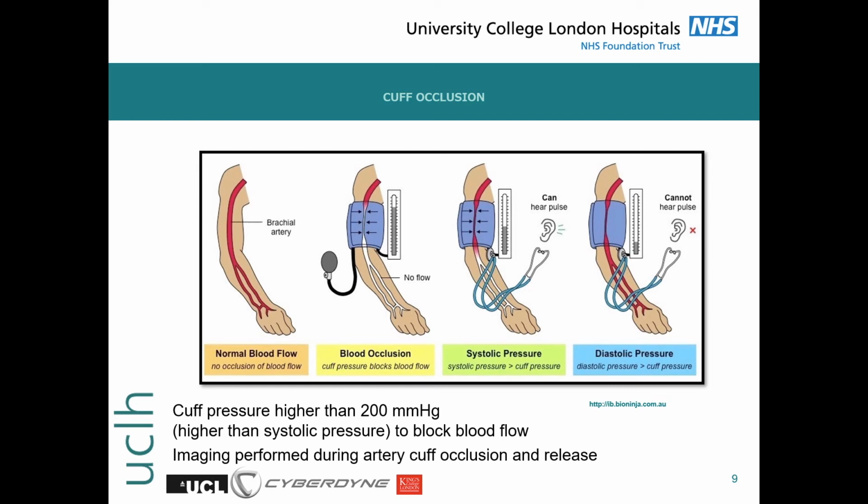An upper arm blood pressure cuff was placed on the arm of a volunteer. The blood pressure was taken to establish systolic blood pressure. A figure of 200 millimeters of mercury was then determined to be sufficiently higher than the measured systolic to ensure complete cessation of blood flow.